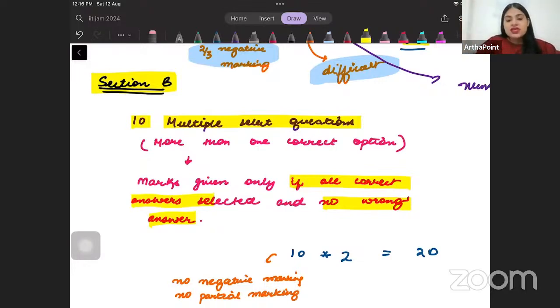If both of these things are satisfied, only then you will be getting marks for it. Otherwise, you will not be getting marks for it. So you have to select all correct. अगर सिर्फ एक सही select करते हो, तो भी marks नहीं मिलेंगे. You will not be getting marks for it. I hope this is clear to you. ठीक है, so in multiple select, all correct options must be selected.